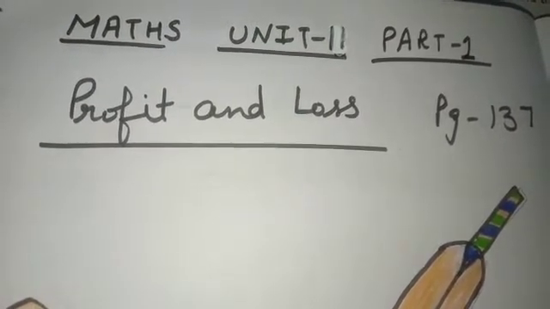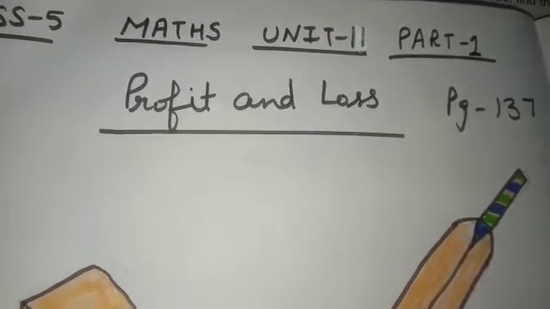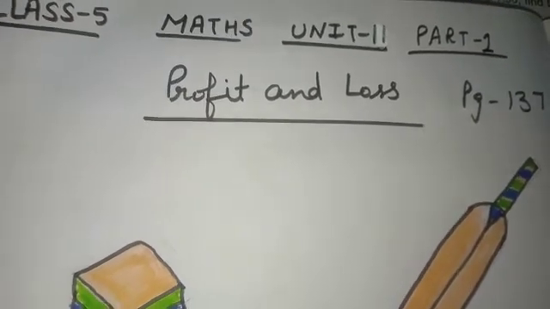Today we are going to start unit 11, profit and loss, which is at page number 137 of our book. Let's start the chapter with an example.